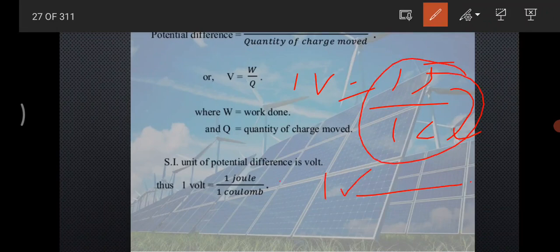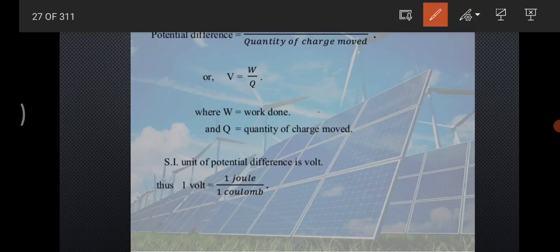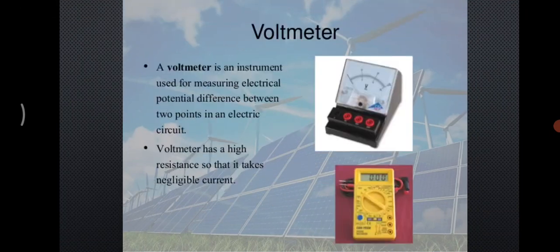1 volt is defined as 1 joule of work done on 1 coulomb of charge. It is called 1 volt, remember children. Work done is measured in joules, and the SI unit of charge is the coulomb. So 1 volt is 1 joule per coulomb of charge. This is all about voltage, children.